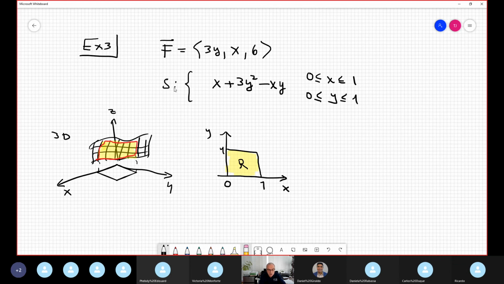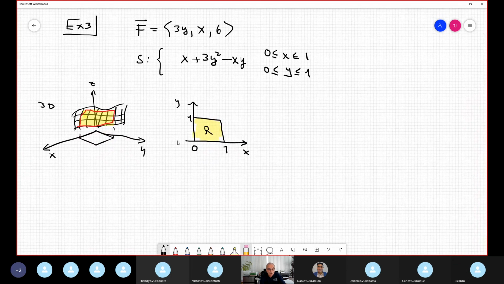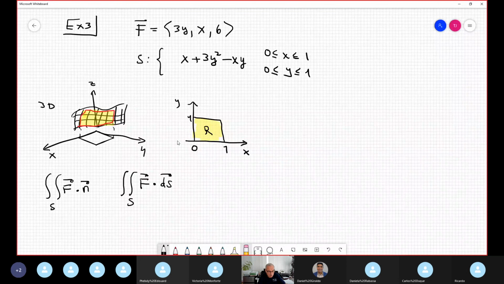My goal is to compute the flux. And the flux is the surface integral of the vector field dot product dS. Some people prefer to write it like that; it's equivalent: the vector field dot product a unit normal vector, dS. And this together is dS.